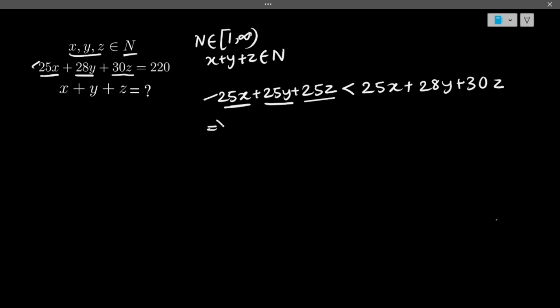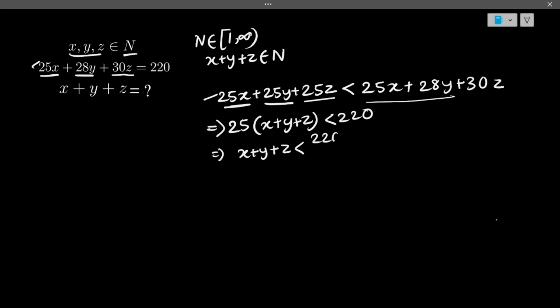Okay. So now from here we can take 25 common. So in the bracket x plus y plus z will be left, less than this quantity, which is equal to 220. So we can say that x plus y plus z is less than 220 divided by 25, and 220 divided by 25 is equal to 8.8. So x plus y plus z is less than 8.8. This is our inequation number 1.